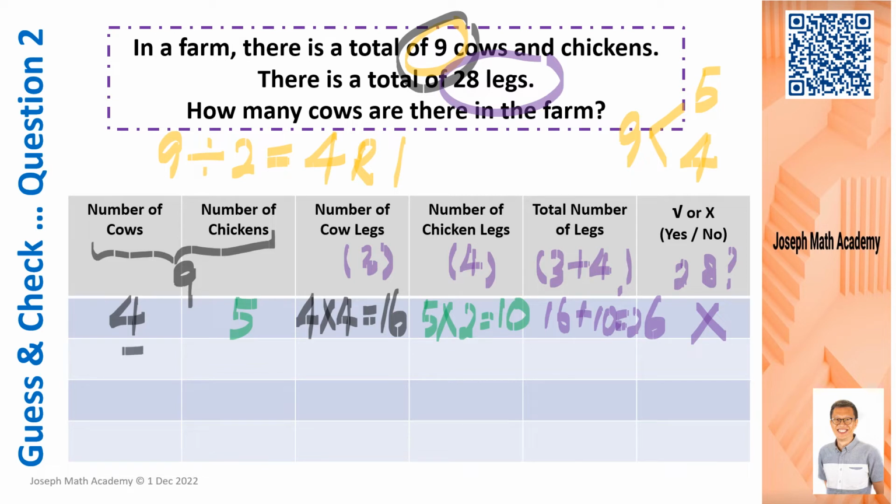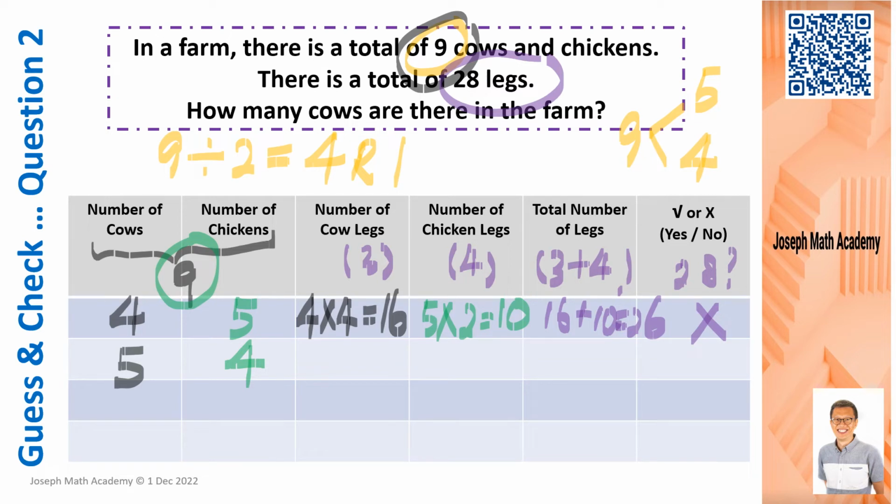So let me give this 5. If the total number of cows in the second guess is 5, then the total number of chickens has to be 3. No, my apology. It has to be 4. Why 4? Because 5 plus 4 must be 9. We need to fulfill this 9 condition, the total quantities. Alright? Okay, so it has always got to do with the number bonds of 9.